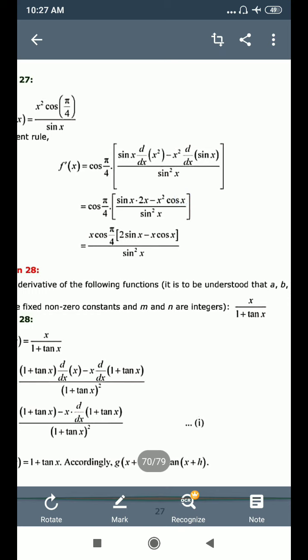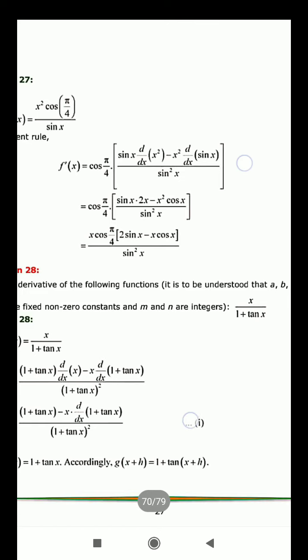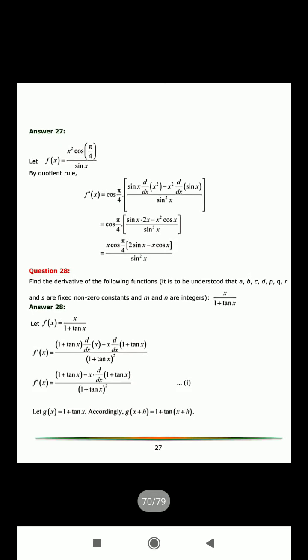Now x you can take common from this, so it is x cos pi by 4, 2 sin x minus x cos x upon sin square x. That would be the answer. This is also based on the quotient rule.